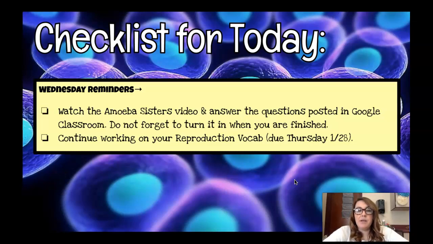You're going to be doing an Edpuzzle, and it's an Amoeba Sisters video. Okay, so you'll look under the classwork tab. Edpuzzle populates first. You'll see it. It says asexual and sexual reproduction, Amoeba Sisters video. All right, so you'll click on that Edpuzzle and you will turn that in.